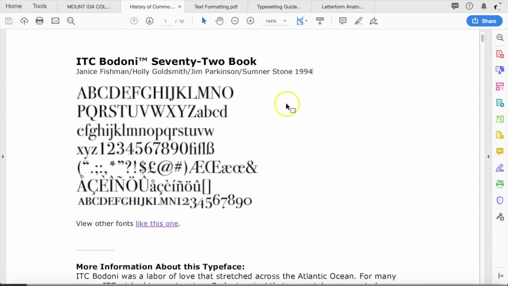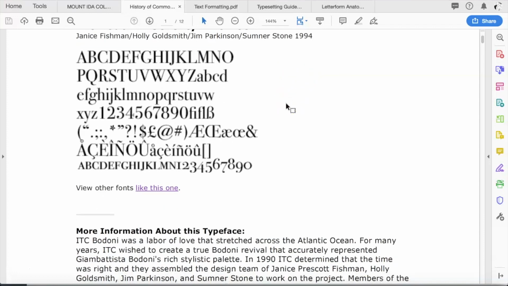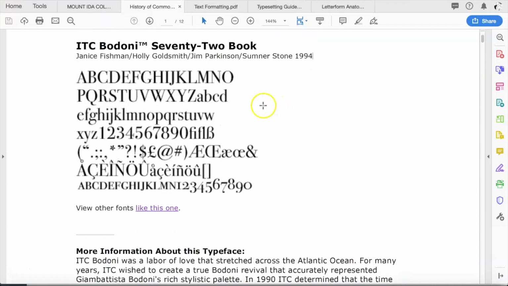It's actually the year I graduated high school. No, wait a minute. That's not right. That's the year I graduated college.